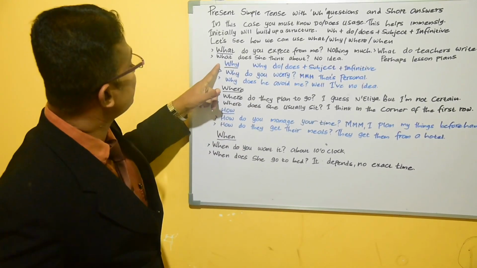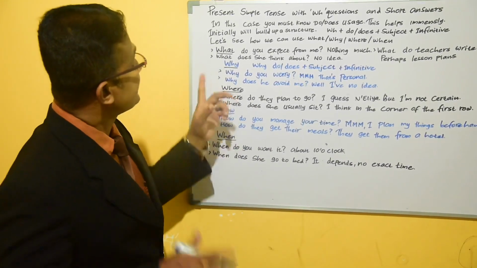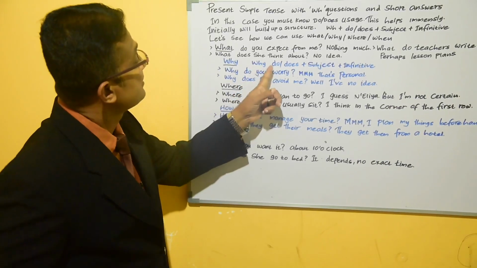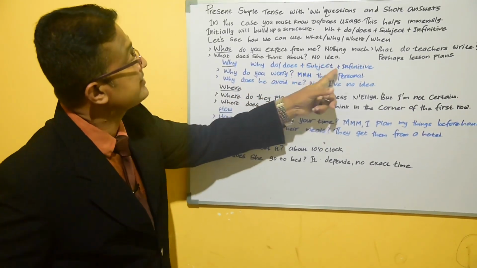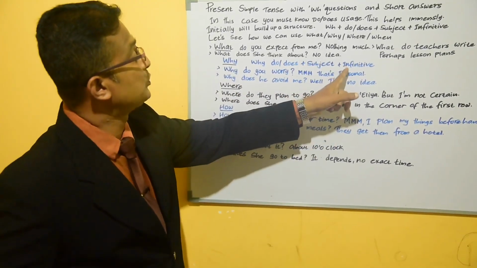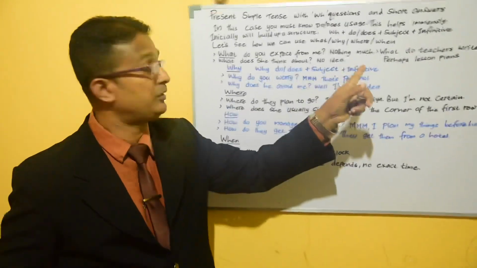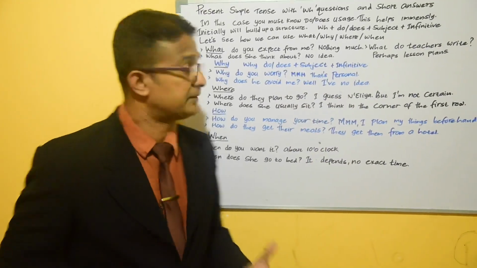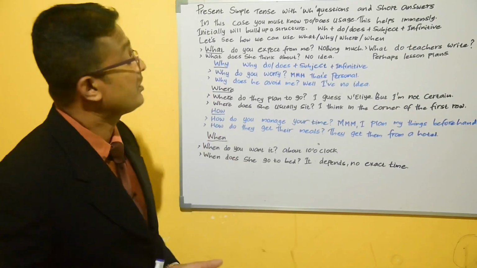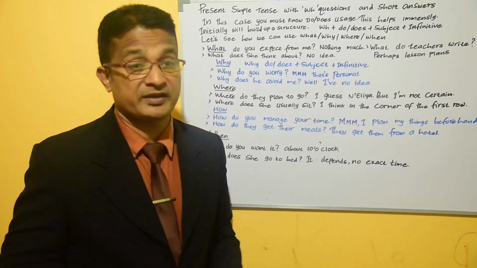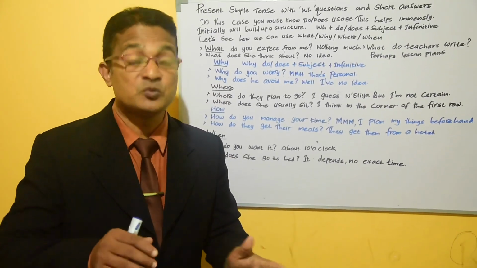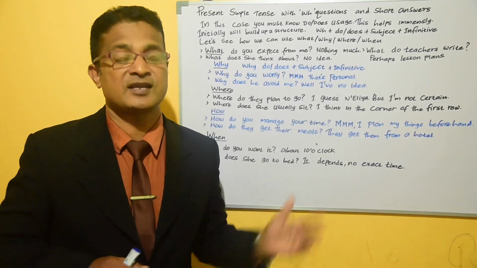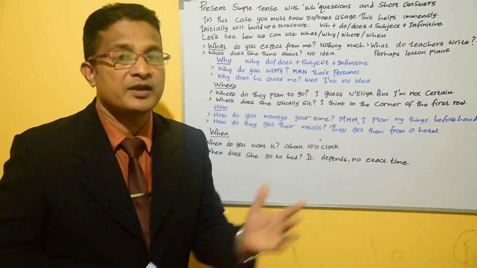Let me take this one, why. In the same case, why, do or does plus subject plus infinitive. As I've told you many times, infinitive is the base form of the verb. So, why do you worry? Why do you worry? That's how we have to say that.